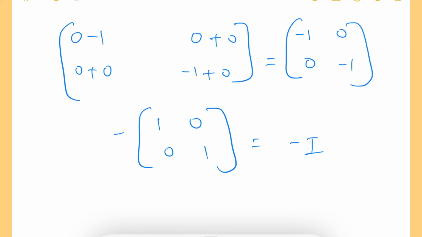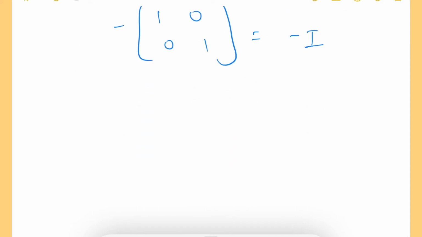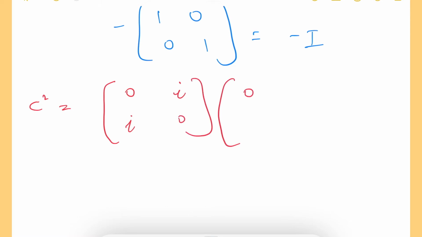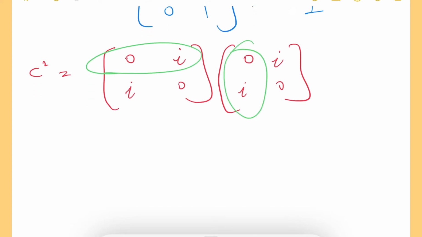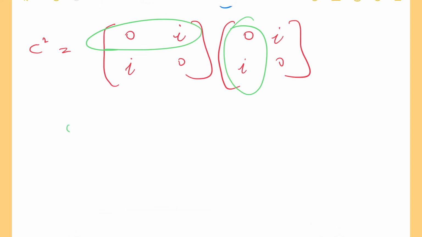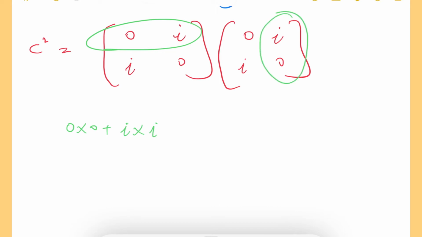Next, he is asking us to show the C square value also. C square is nothing but C into C. So C is given as [0, i; i, 0] into [0, i; i, 0]. First row multiplied with first column, we get 0 into 0 plus i into i. Next, do the same with the second column: 0 into i plus i into 0.